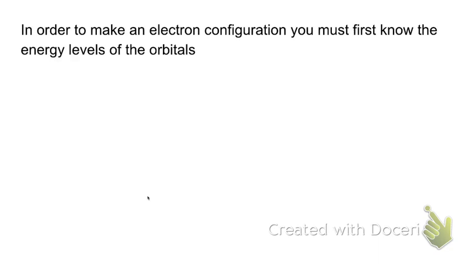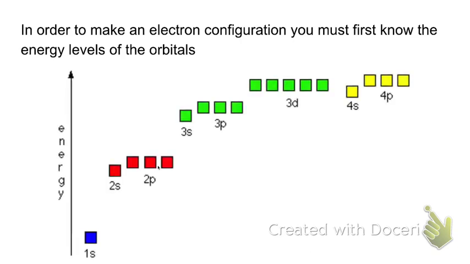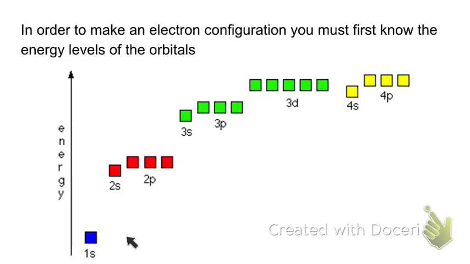In order to make an electron configuration, you first need to know the energy levels of the orbitals. So we have been talking about all of these different orbitals, but we haven't really discussed their energy levels. Okay? And this is kind of what we're looking at. I want you to note down here at the bottom, we have our 1s orbital. So that is the s sublevel in the first energy level.